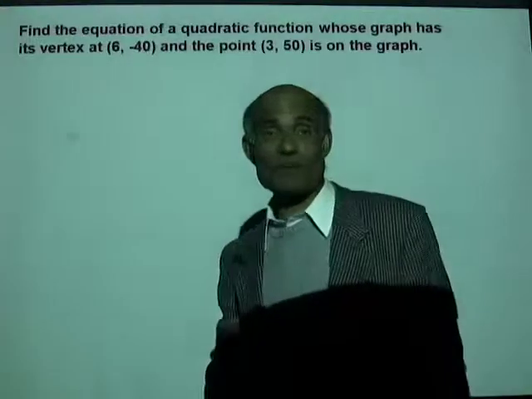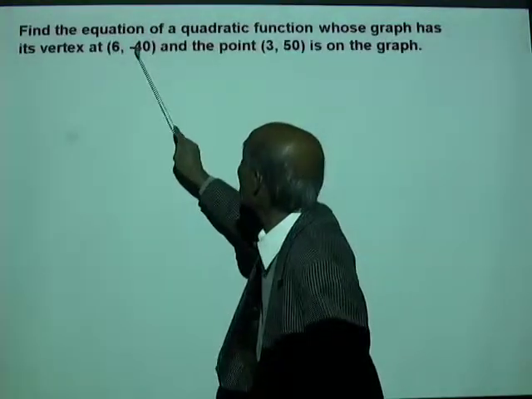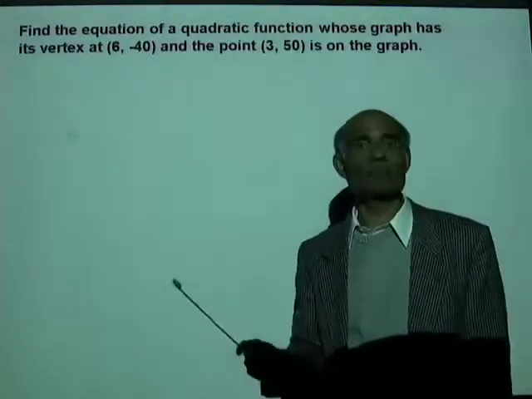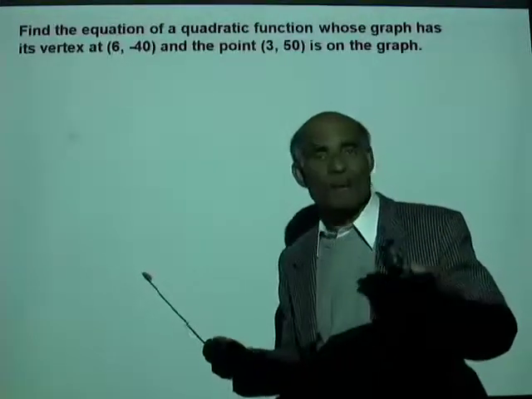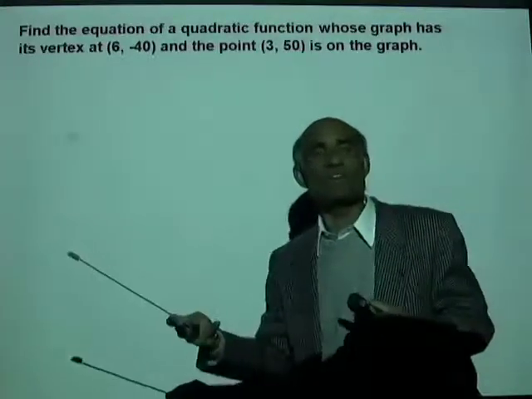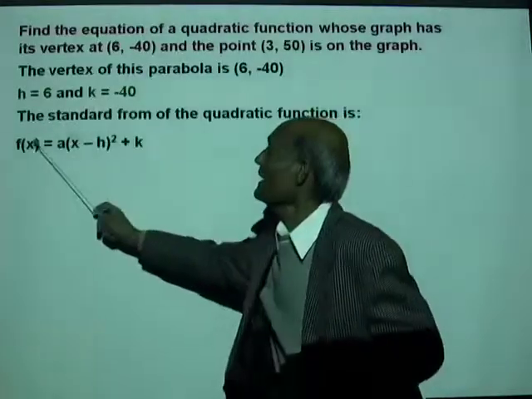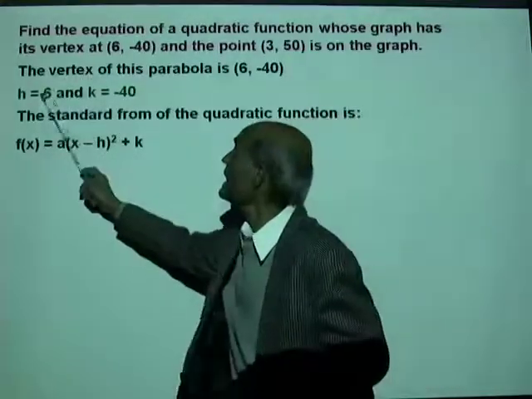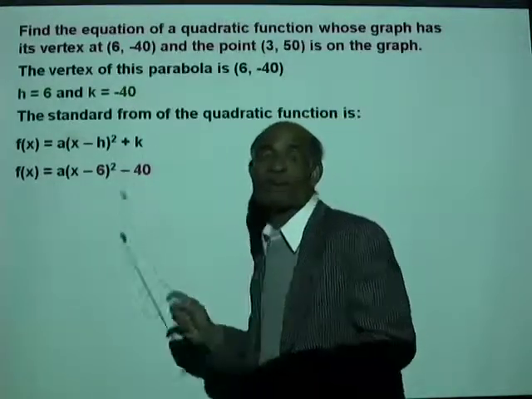Alright. Another one. Find the equation of a quadratic function whose graph has this vertex and the point (3, 50) is on the graph. When we say the point (3, 50) is on the graph, what that means is when x equals 3, y equals 50. That is the meaning of that. Use the vertex to write the standard form. f of x is a times (x minus h) all squared plus k. h equals 6, k equals negative 40, and therefore we have that equation.